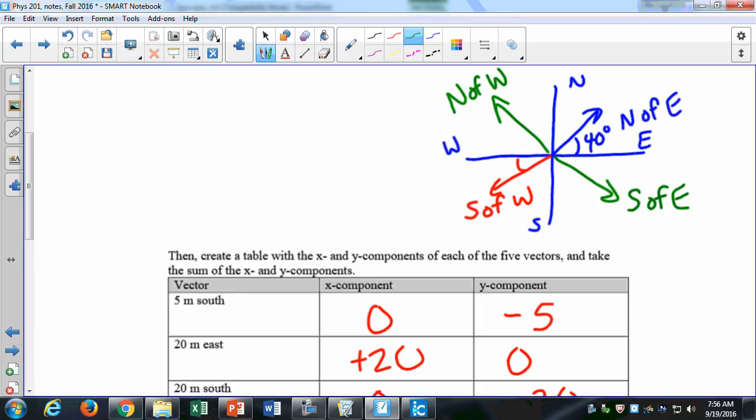South of east. I know you geomatics guys might do this differently. I'm not sure how y'all deal with cardinal directions, but in this class, this is how we'll deal with it. We'll always express it as either north or south of our horizontal axis. All right.